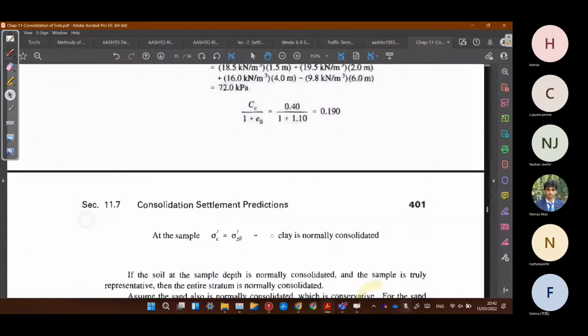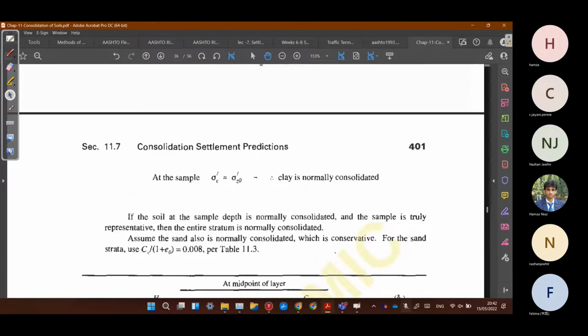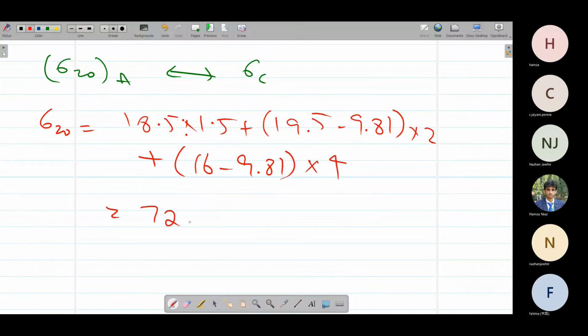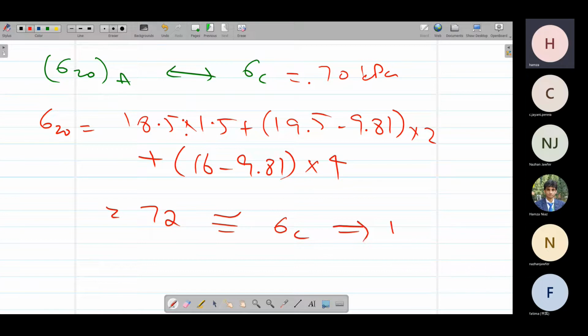We get the value as 72. The sigma C was 70 kPa, so this is very much equal to sigma C. That means our soil is normally consolidated. Fine, that is how we check whether the layer is normally consolidated or overconsolidated.